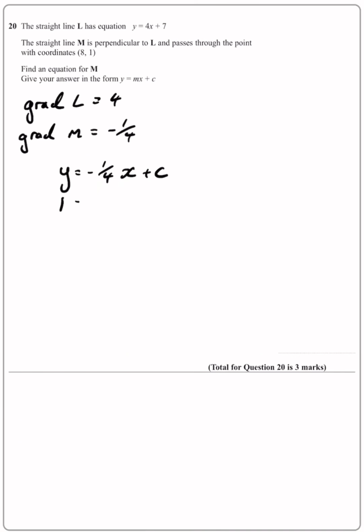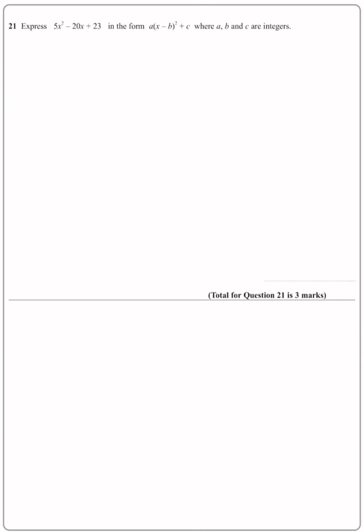So the equation of the line we're looking for, M, is y equals negative a quarter x plus c. Plugging in the point 8, 1 into that, we get 1 equals negative a quarter times 8 plus c. 1 equals negative 2 plus c. Add 2 to both sides, c equals 3. So the equation of the line is y equals negative a quarter x plus 3.